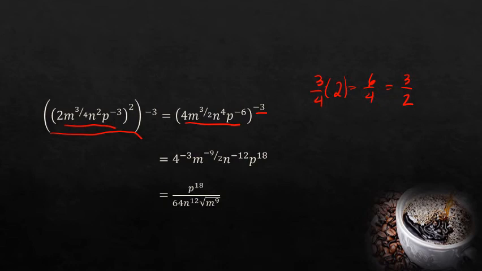4 cubed, that is 64, but that's a negative exponent, so it's now in the denominator. N will now be on the denominator with power 12, and the m to the power negative 9 over 2 is equal to m to the power 9, and get the square root of that. For now, we will have the square root in the denominator, but in our succeeding lessons, we have rules on how to treat the radical expressions.